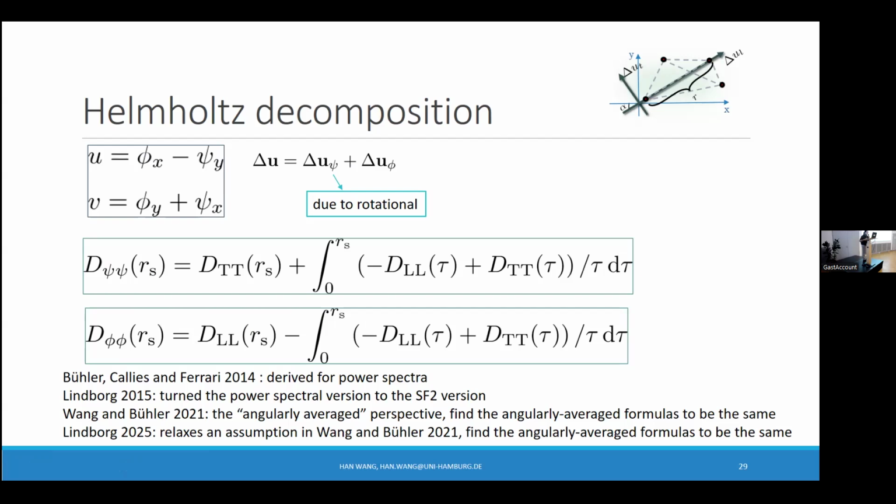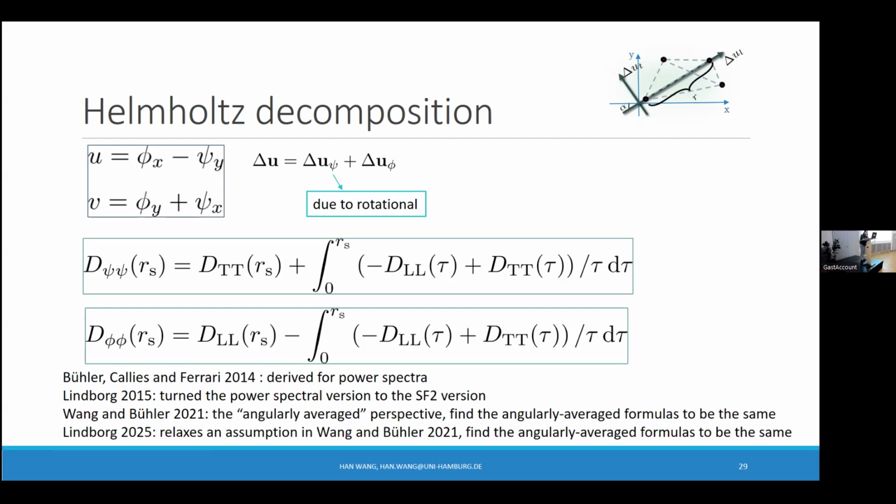And then Lindborg got back to us in 2025. He relaxed some other assumptions we made about the cross spectrum in our 2021 work. So basically, it's the same formula, but the assumptions involved are relaxed. Now for this formula to work, you just need horizontal homogeneity and temporal stationarity. You don't need anything else.